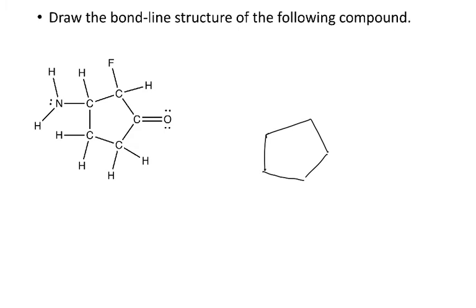Then I just need to fill in the things that aren't the hydrogens. On one of the carbons, I have a double bond to an oxygen, and I'll go ahead and put in the lone pairs. On the carbon to the left of it, I have a fluorine. And on the one to the left of that, I have an NH2. Again, since I put the lone pairs in the Lewis structure, I'll put them on in my bond line structure.